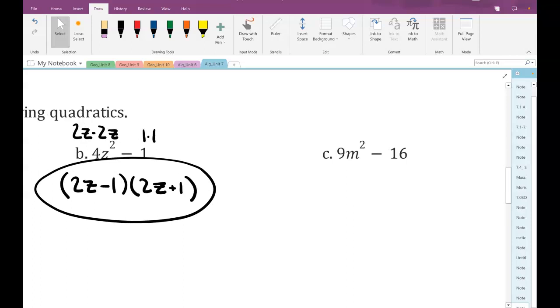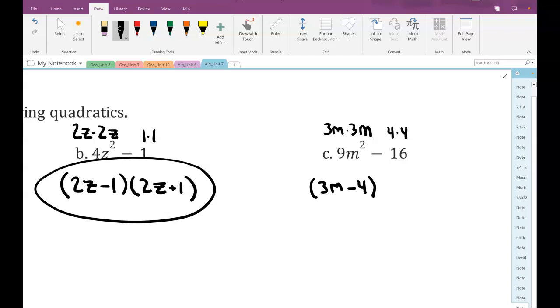Our last piece, look at 9m squared. 3 squared is 9, and m squared is m times m. So this is 3m times 3m. And then 16 is 4 times 4. So I can write 3m minus 4 and 3m plus 4. And that's what we call our difference of two squares. And we're just factoring.